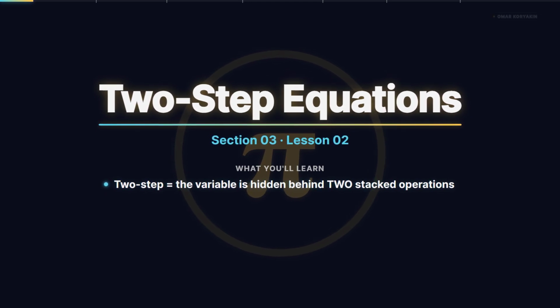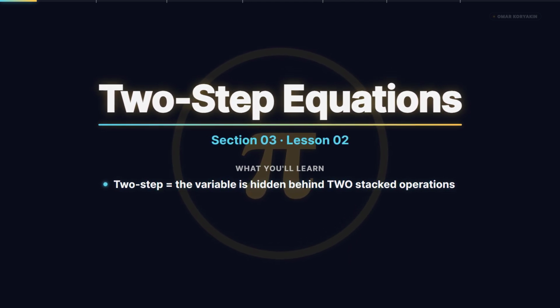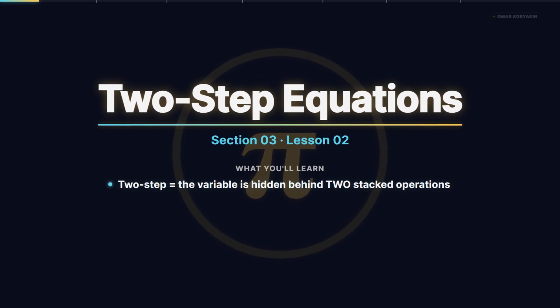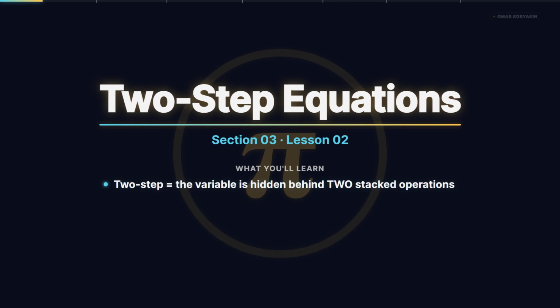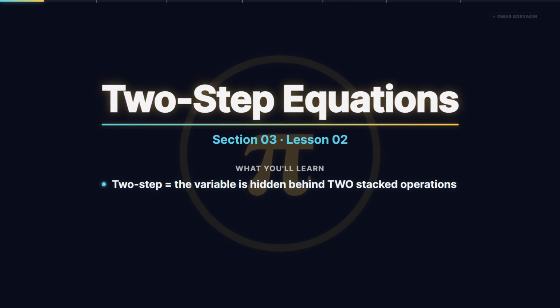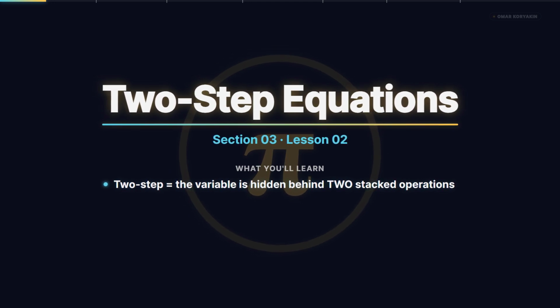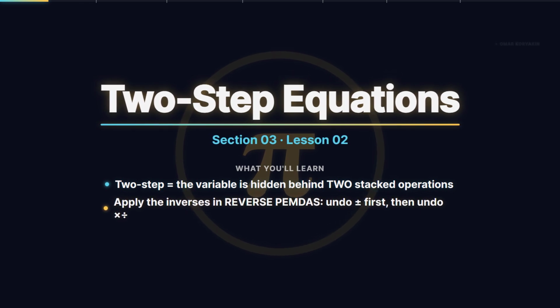First idea on the board. A two-step linear equation has the form a times x plus b equals c, where the variable x is hidden behind both a multiplication by a and an addition of b. Two operations stack on top of the variable, and we need to undo both of them to isolate the variable. The structure is the canonical linear equation form ax plus b equals c that we identified in Lesson 1, and recognizing the structure immediately tells us a two-step inverse operation procedure will solve it cleanly.